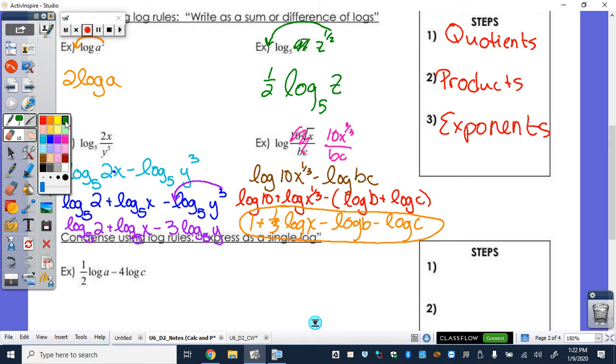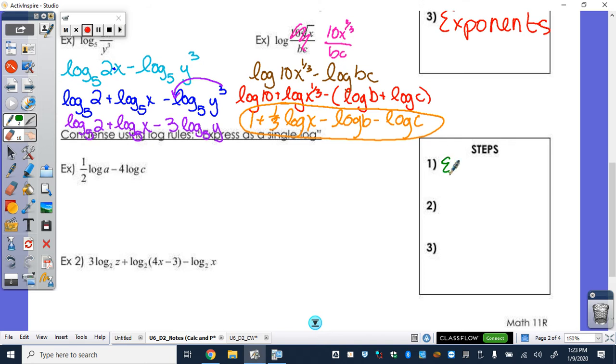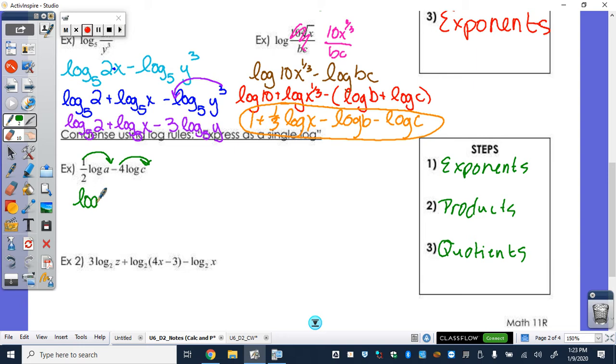All right, so now we're going to go the other way. It's expanded out. We need to condense it. When we're condensing, it just goes in backwards order. So exponents are first, then your products, and then your quotients. So anytime you have a number in front of the word log, that is always an exponent. So that means 1/2 is an exponent, 4 is an exponent.